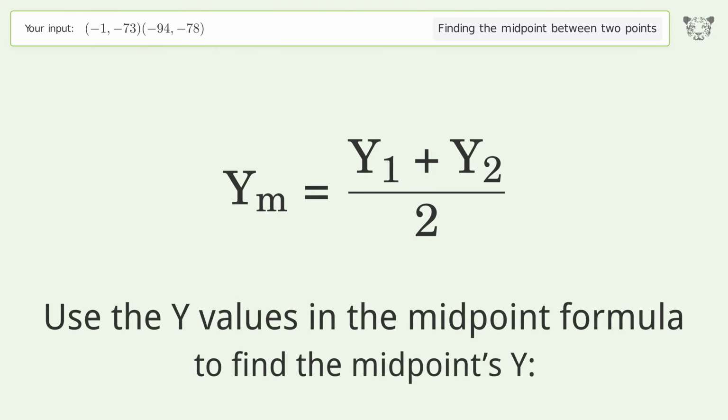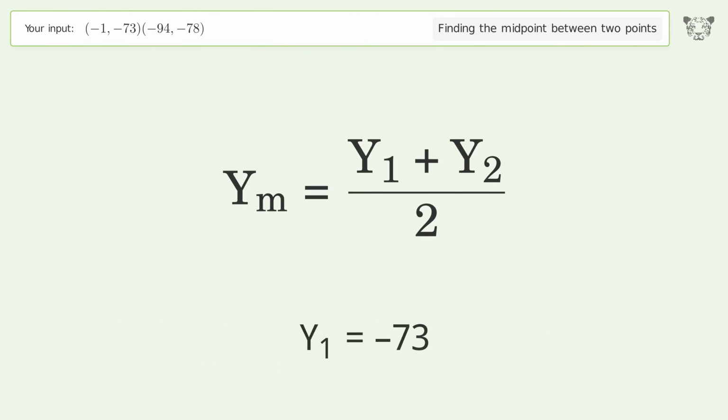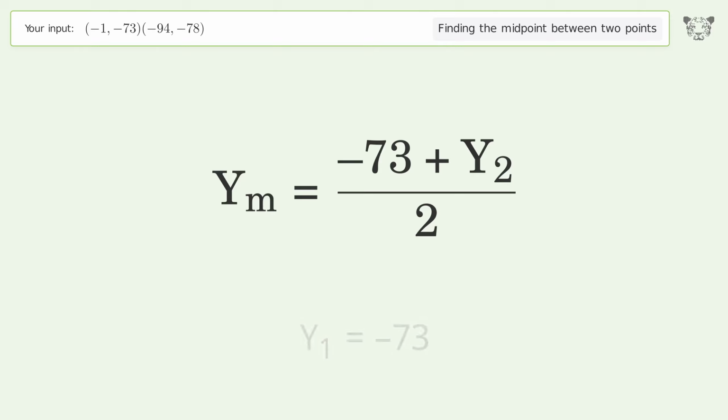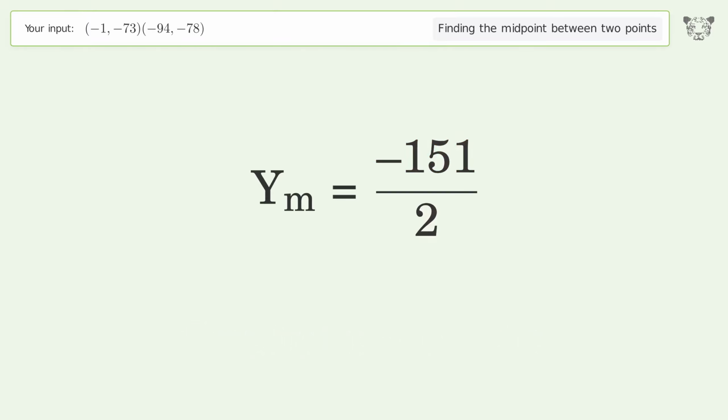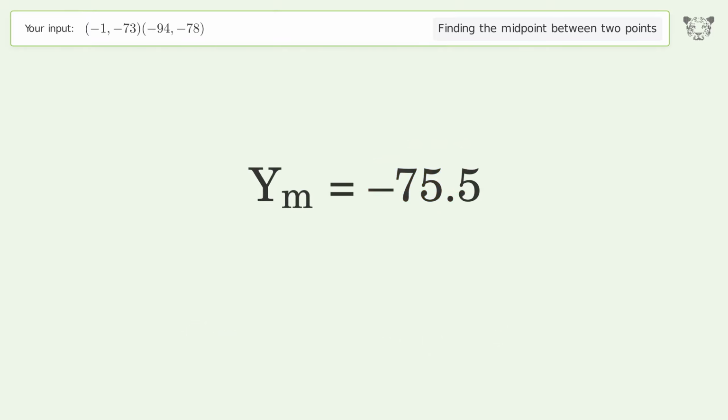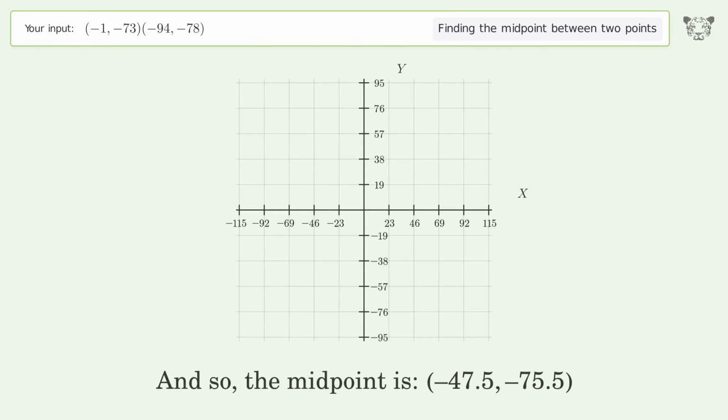Use the y values in the midpoint formula to find the midpoint's y. y1 equals -73. y2 equals -78. Simplify the arithmetic. And so, the midpoint is -47.5, -75.5.